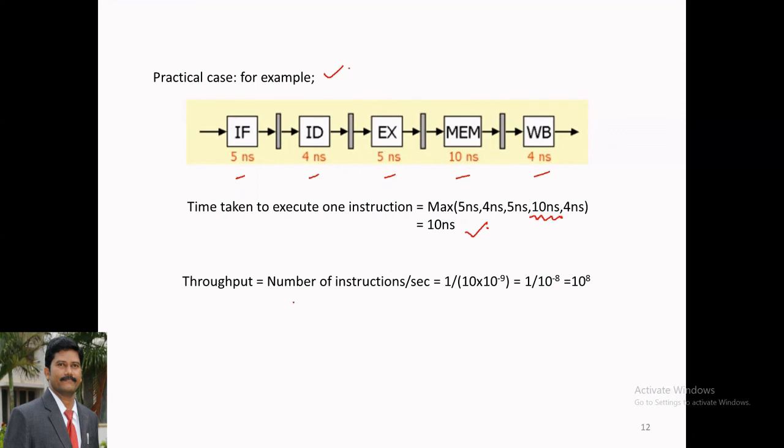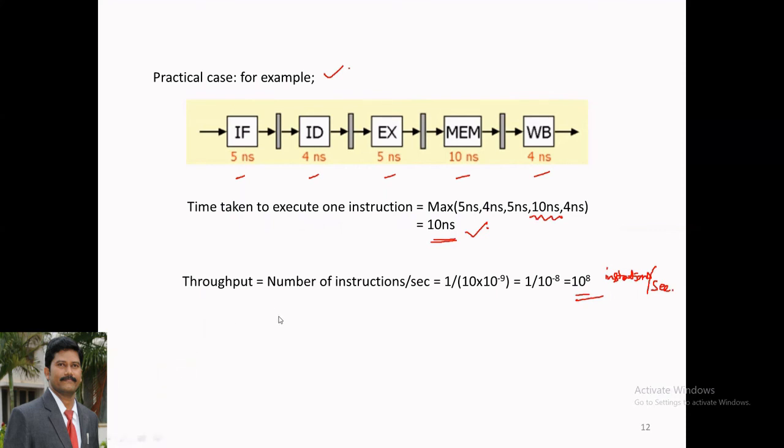Now the throughput equals the number of instructions per second, right? That means 1 by 10 nanoseconds. If the time to execute one instruction is 10 nanoseconds, within a second how many instructions? That is 1 by 10 nanoseconds, that equals 1 by 10 power minus 8, that is 10 power 8 instructions per second. So this is the throughput.